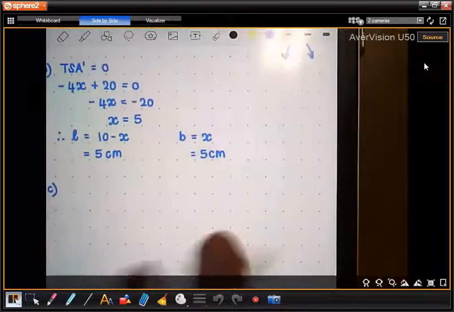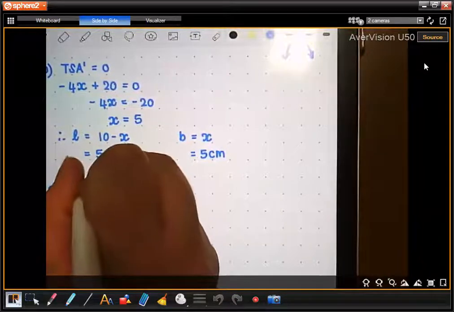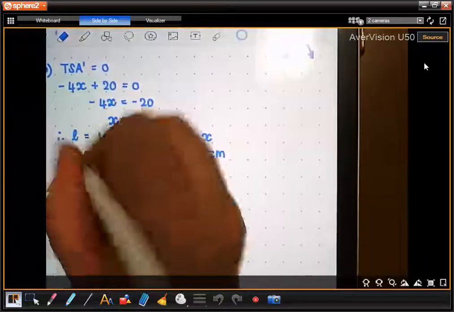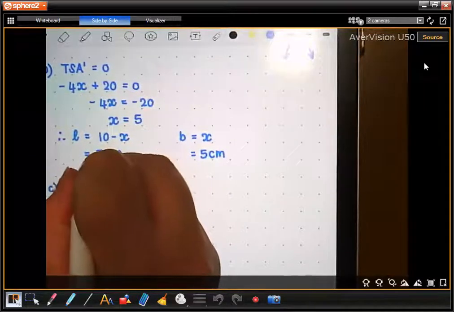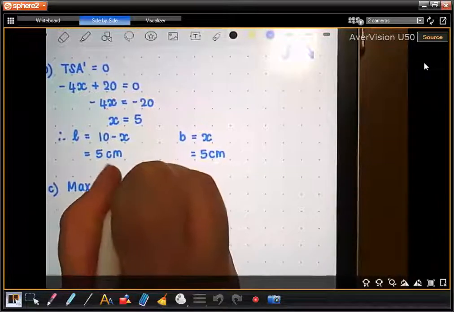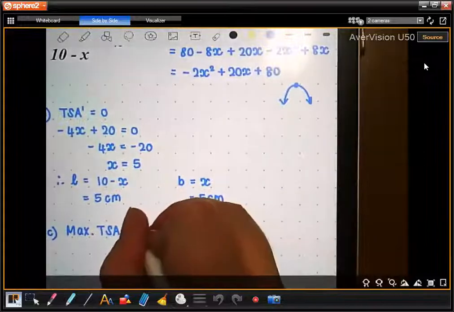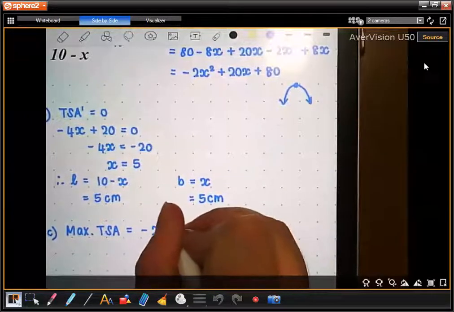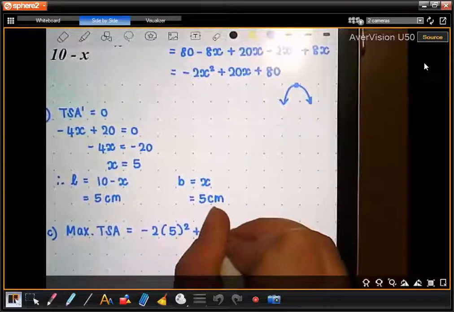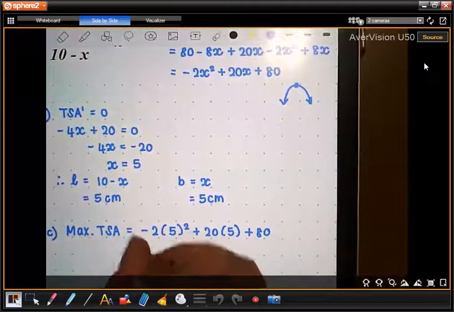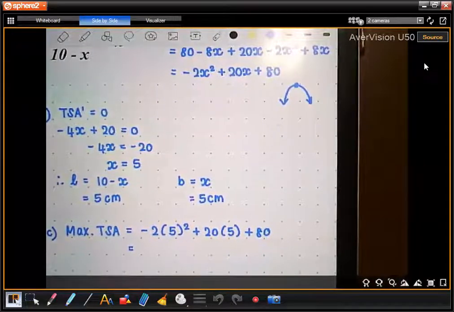Let me not say total surface weight. Maximum total surface area. Oh dear, I'm all over the place. My apologies. Maximum total surface area is going to be, using that expression there, negative 2 times 5 squared plus 20 times 5 plus 18. We calculated that we have a maximum surface area where x is 5, right? So if I sub in x equals 5, it will give me the surface area.